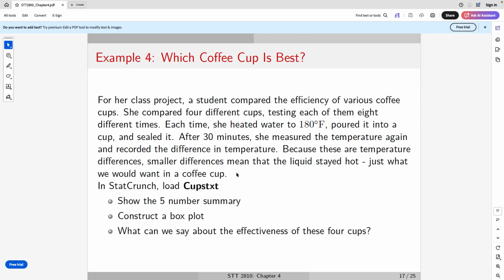Okay, so how do we determine the best cup? The one with the smallest difference. Exactly. So the one with the what? The smallest difference, that means that it's able to retain the heat. Is that okay? Or the coffee doesn't get cold quickly in that cup. Is that okay? So to get a data set, let's go to StatCrunch and load this data.